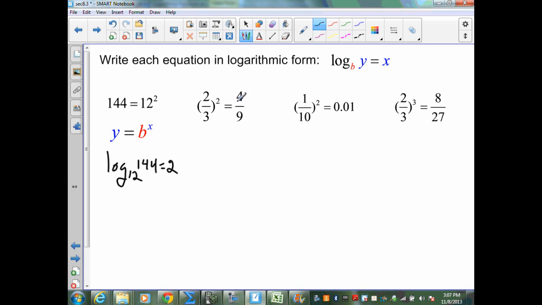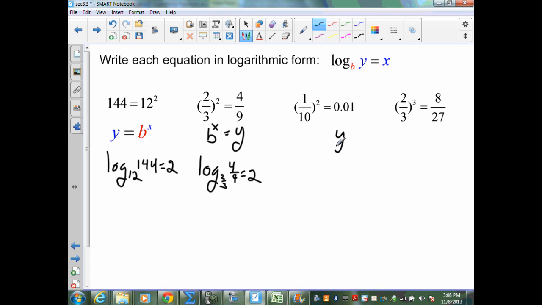Here I'm going to identify my y is 4/9, my b is 2/3, and my x is 2. Again, I'm going to write this as log base b. So log base b, which is 2/3, of y, which is 4/9, equals x, which is 2.